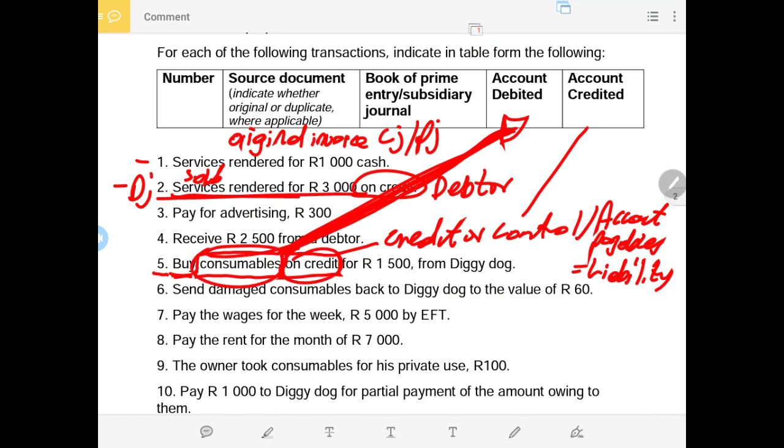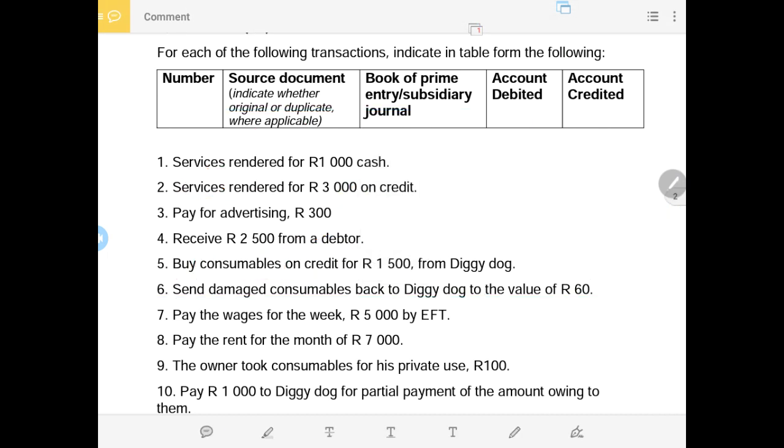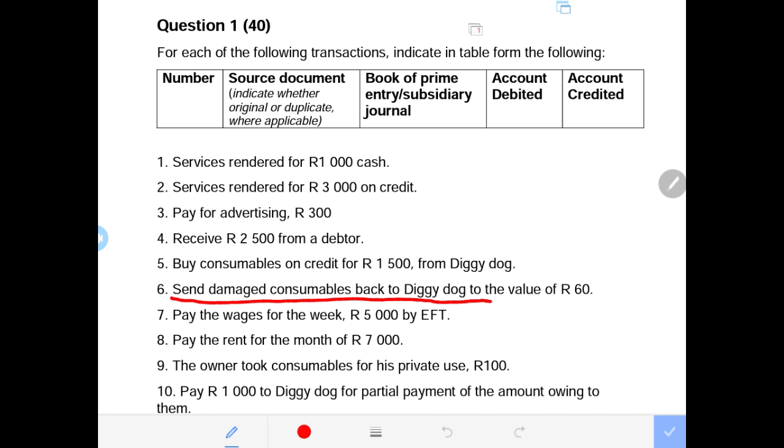Transaction number 6 now is a return of goods. As I can see it, we are sending goods back to our supplier. It says send damaged consumables back to Doji Dock to the value of 60 Rand. Remember previously we bought consumables on credit, 1.5, from Doji Dock.